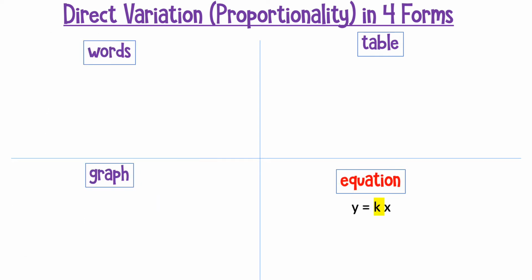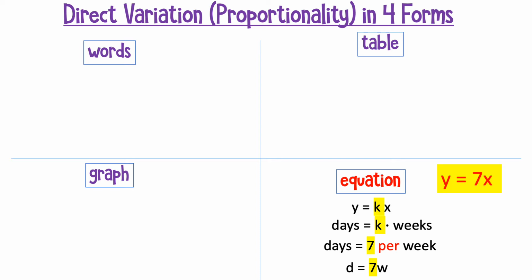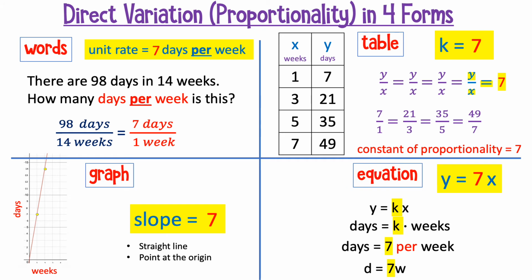The equation for a proportional relationship is y equals the constant of proportionality times x. So days equals the constant of proportionality times weeks. Days is equal to 7 times the number of weeks. 7 days per week. Days equals 7 times weeks. y equals 7x. When we look at these representations all together, we can see that there's a constant number repeated. Notice that the number 7 is in every situation. That's because this is a constant of proportionality.